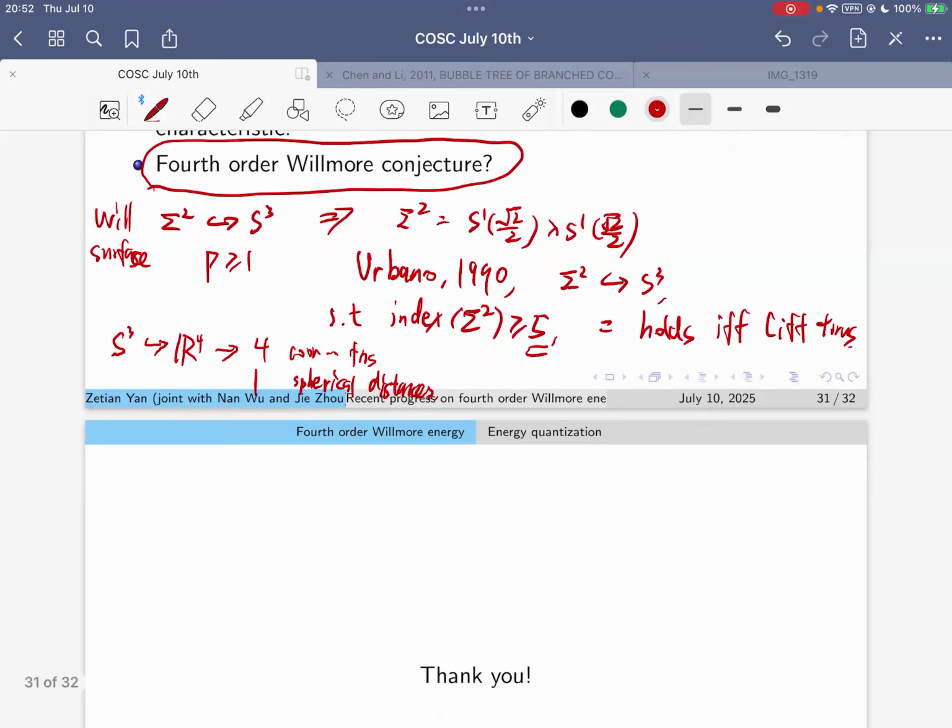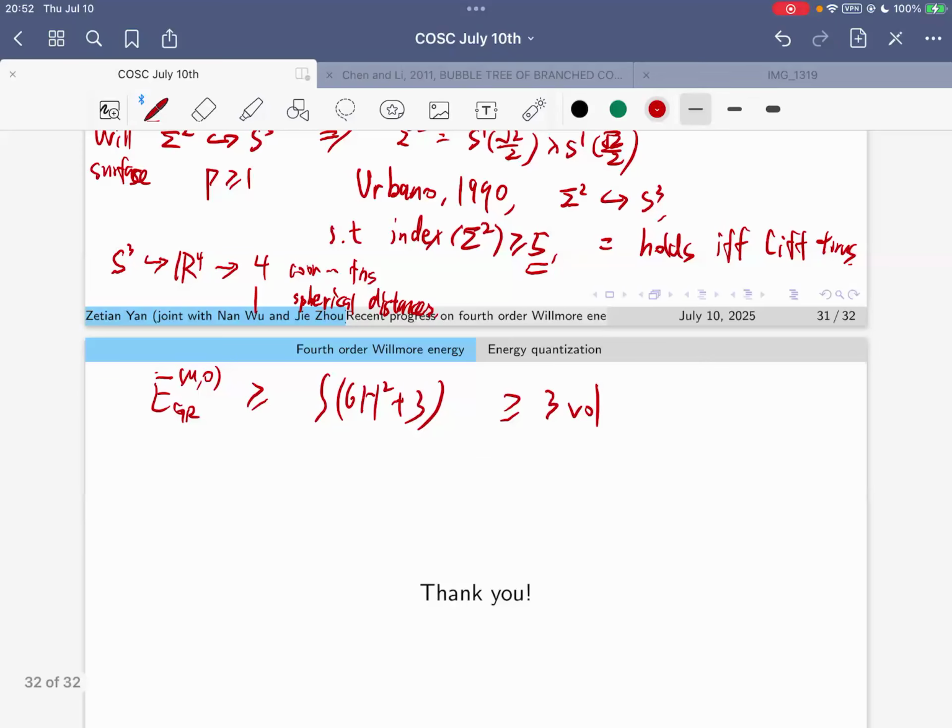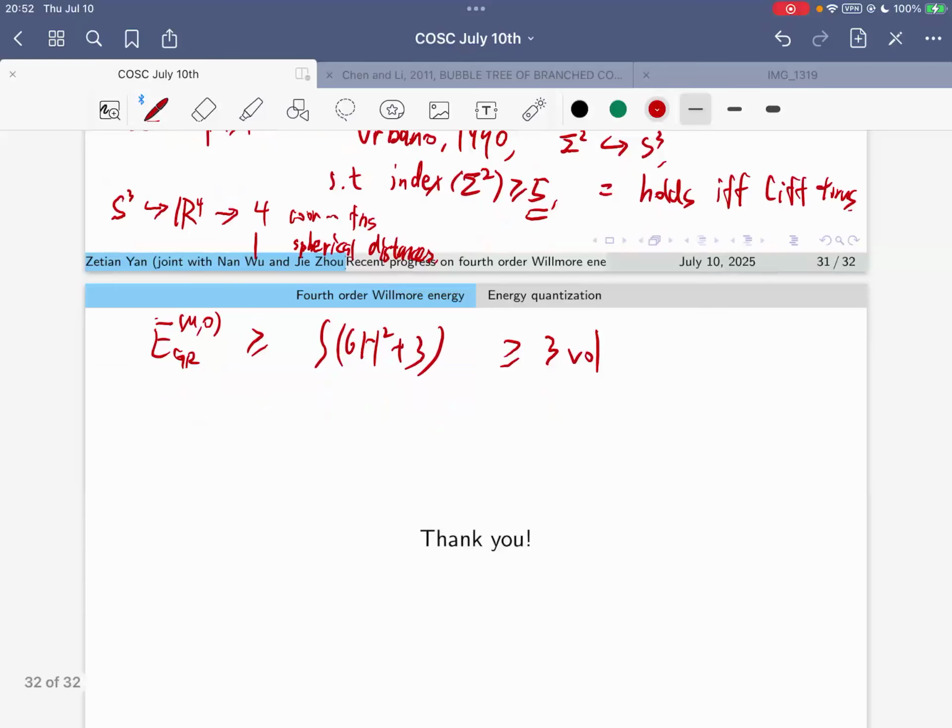And right now, if you consider the Rubin-Grimes energy, for convenience we modify it. As I said before, we have this lower bound, and we have the volume function. So of course, we would like to establish some characterization of the higher order Clifford torus.